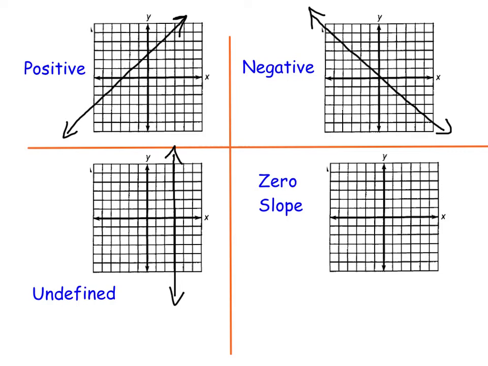And lastly, we have a zero slope. A zero slope is a horizontal line.